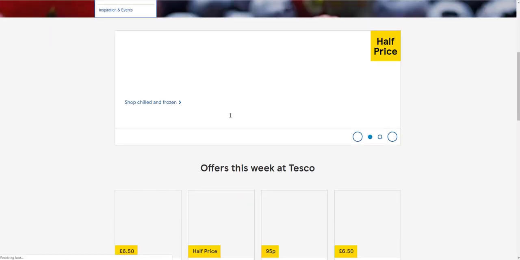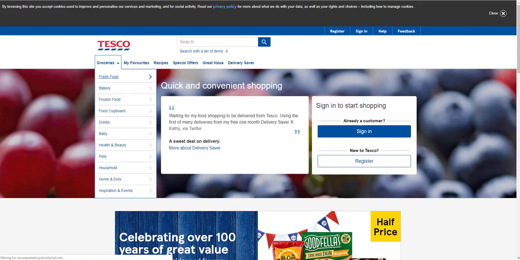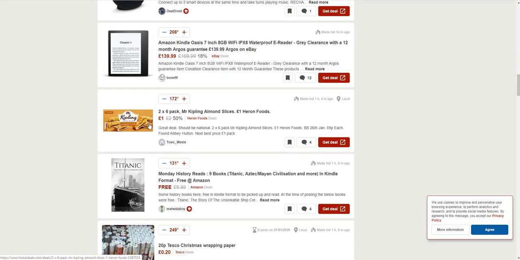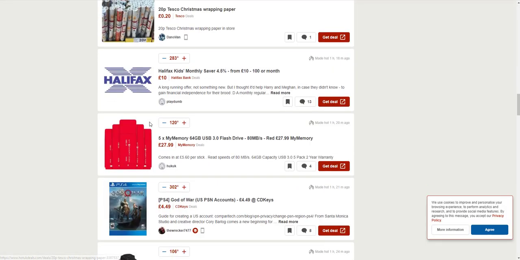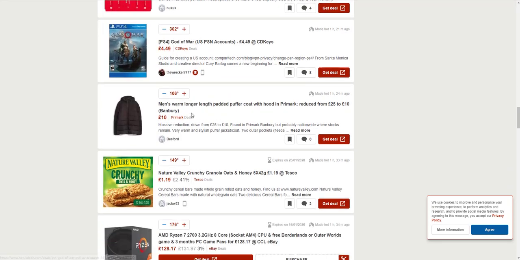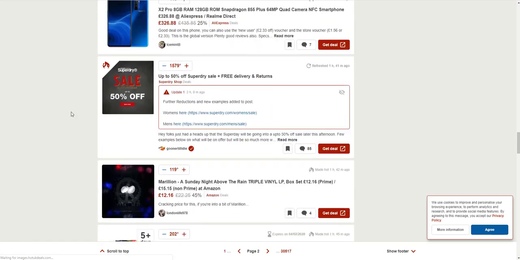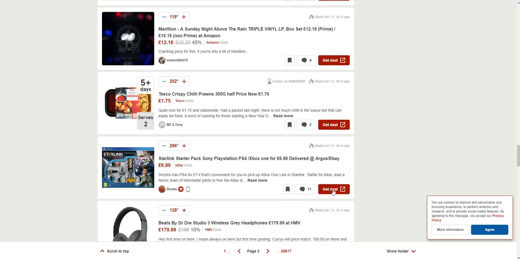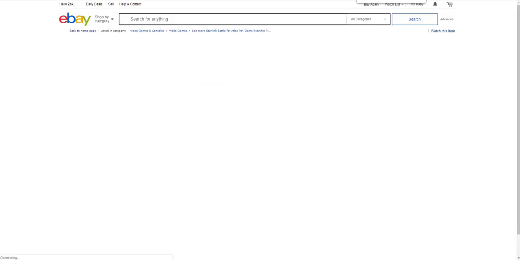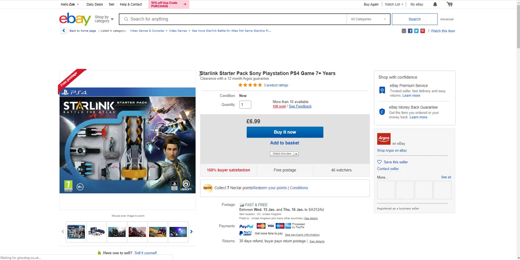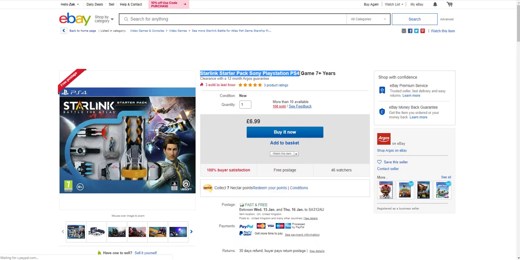Tesco's website is now a big pain in the ass since they've changed it. That's not going to work. Let's see if we can find something. Keep scrolling. Here we go. Try this. I've seen these about actually. I think they're quite cheap items. But that's what I would do. Hot UK deals does find you some cracking deals.